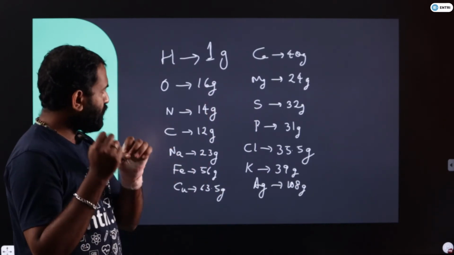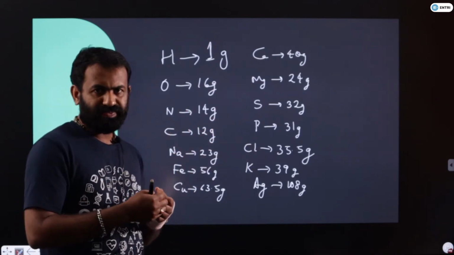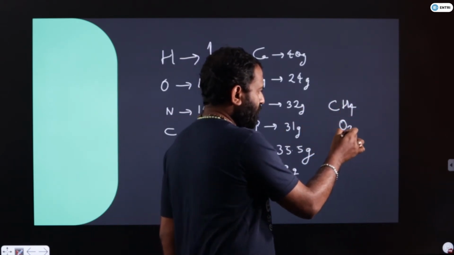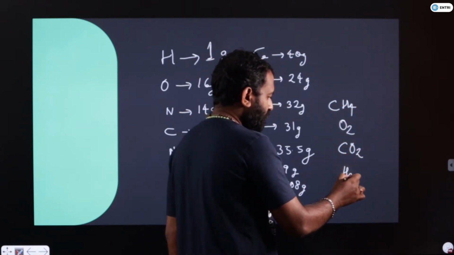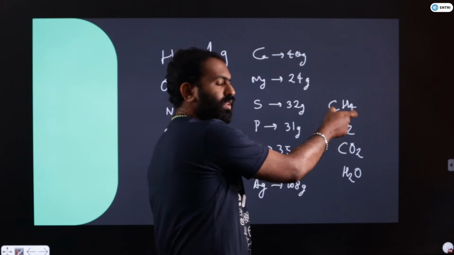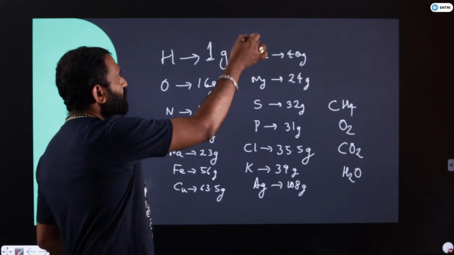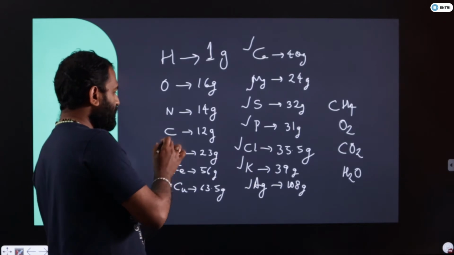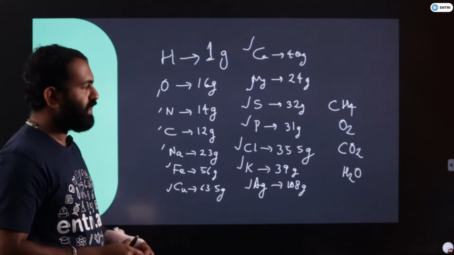Sometimes in stoichiometric problems, for example if the process is methane combustion, we have to calculate the molecular mass of methane. In methane combustion, the reaction is between methane and oxygen, and the products are carbon dioxide and H2O. So in the stoichiometric calculation, we need the molecular mass of methane, oxygen, carbon dioxide and water. So we have to study the molecular mass or atomic mass of these common elements.